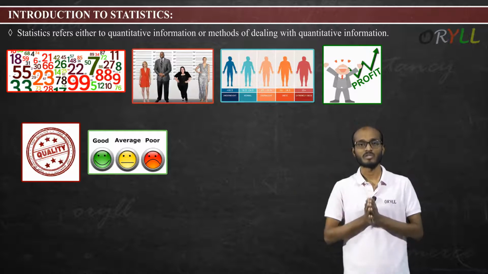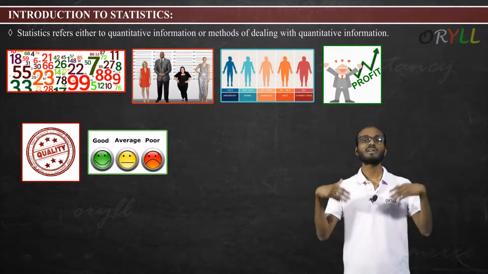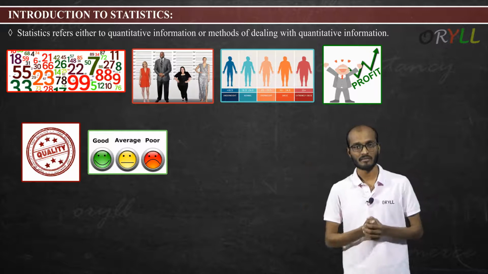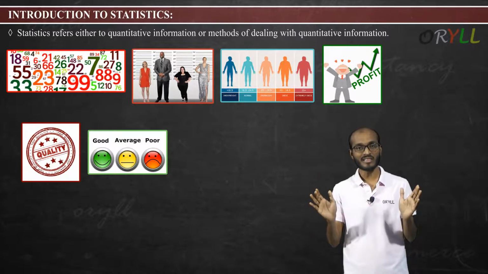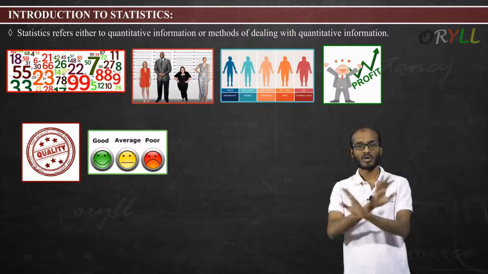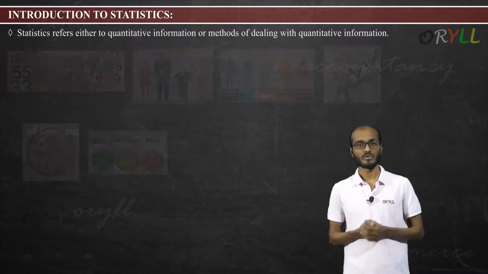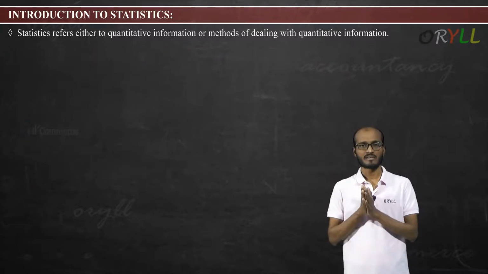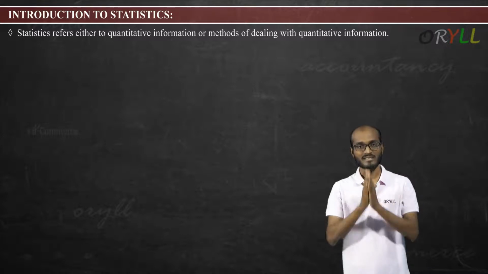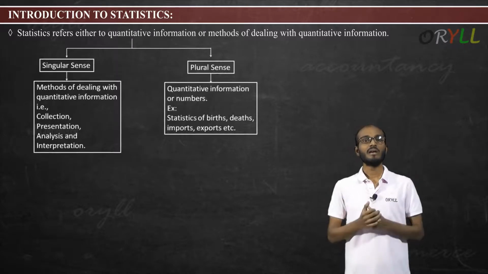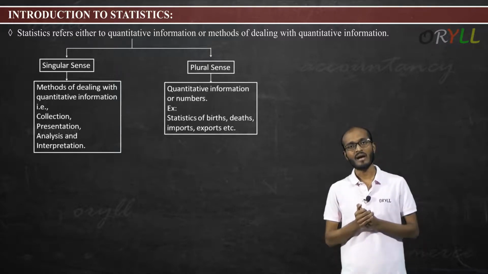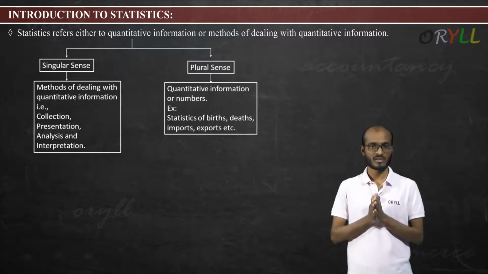Why I am saying these points is that it comes under the limitations of statistics. We will study later. Statistics deals only with quantitative data, but not with qualitative. Out of all these things, mainly we are defining statistics in two ways: singular sense and plural sense. What are these two senses, sir?